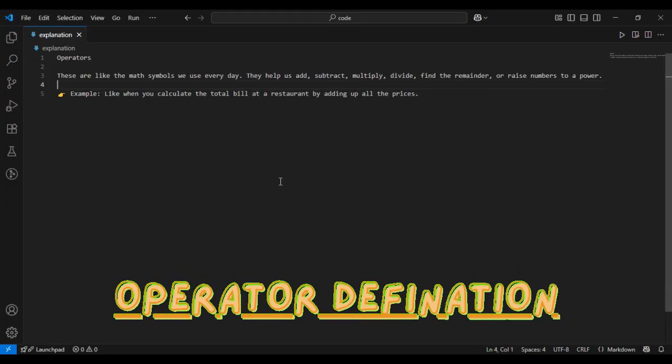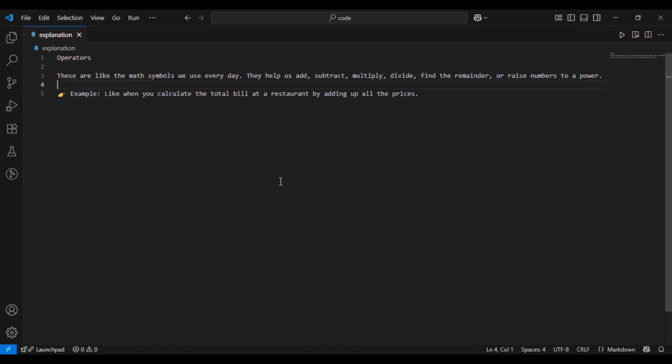So let's understand what operators are. Operators are like symbols and magic keywords that are used to carry out an action between two values. They are like math symbols used every day. They help us to add, subtract, multiply, divide, or perform any action.